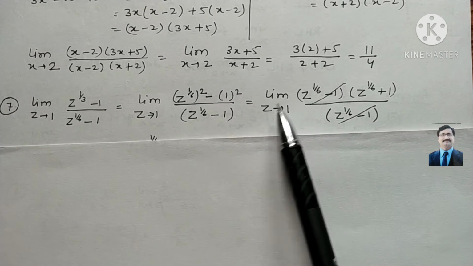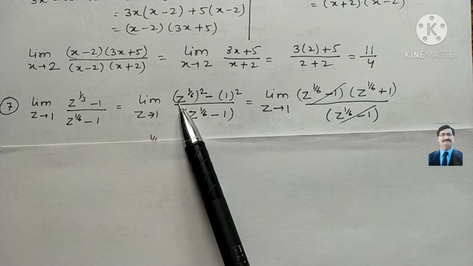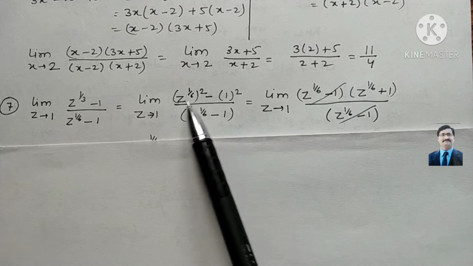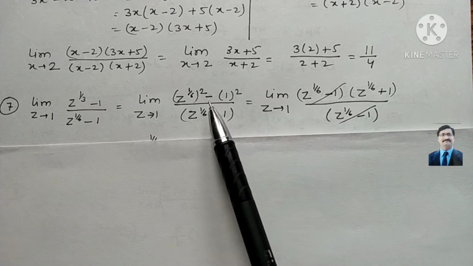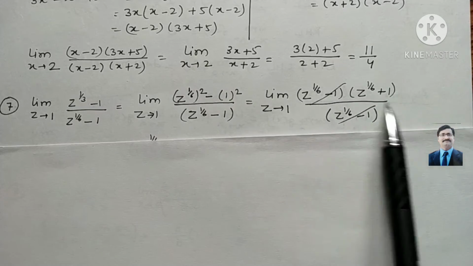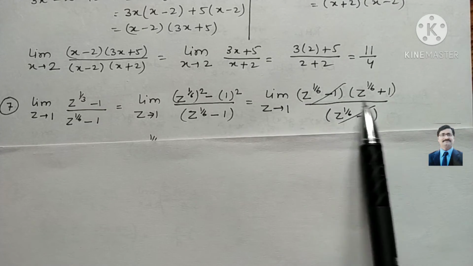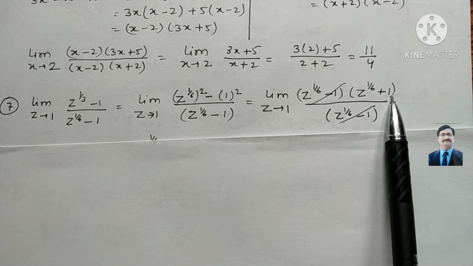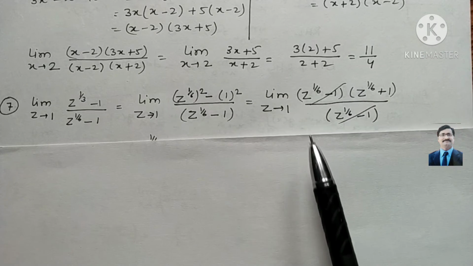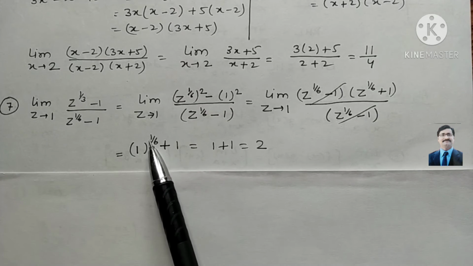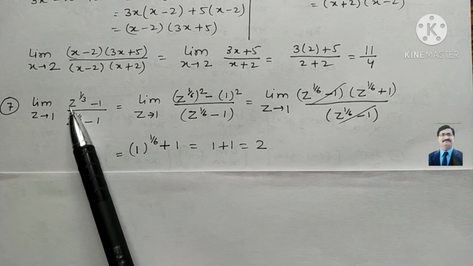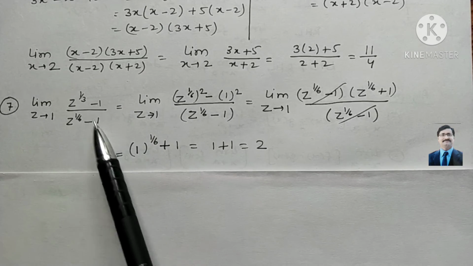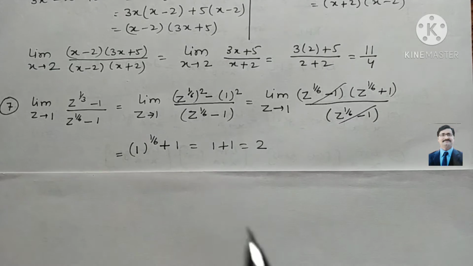Now we get limit z tends to 1. Look at the a plus b and a minus b formula: a square minus b square equals a plus b and a minus b. So we can write z power 1 upon 6 minus 1 and z power 1 upon 6 plus 1, over the denominator. So one term is cancelled, and we get z power 1 upon 6 plus 1. Now in place of z we put 1. So 1 power 1 upon 6 plus 1 gives 1 plus 1, which is 2. Look here, if you put 1 directly, what happens? We get 0 upon 0, and 0 upon 0 is not a valid answer.